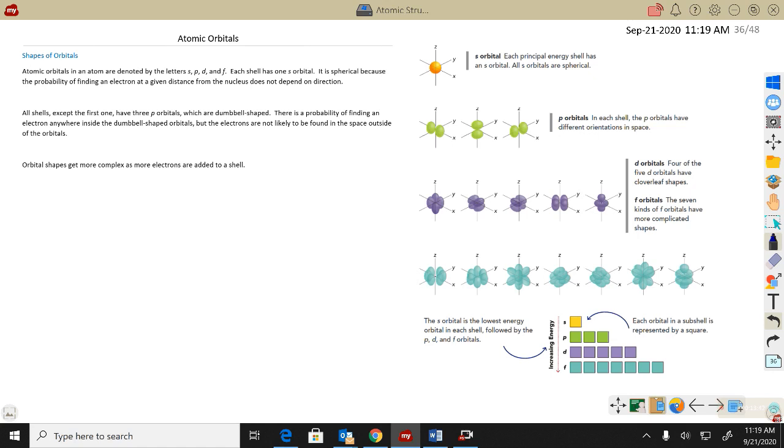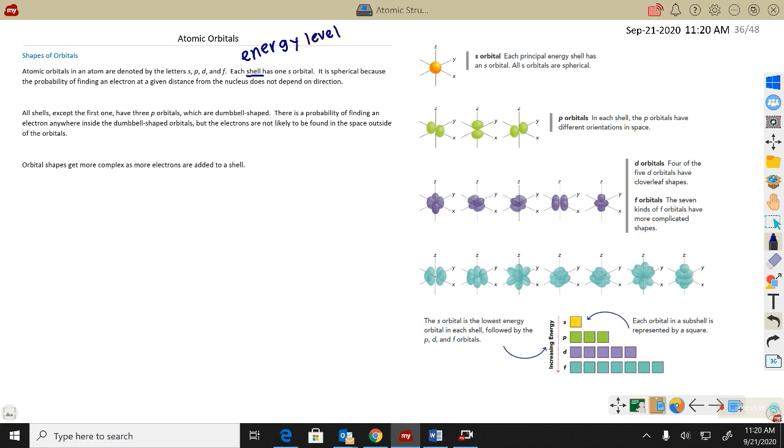All right, so look at these orbitals. They're different shapes and sizes, and they're little bubbly regions around the nucleus. That's where I want to start. It says that atomic orbitals in an atom are denoted with letters S, P, D, and F. Each shell has 1 s orbital. And by saying each shell, it means each energy level.